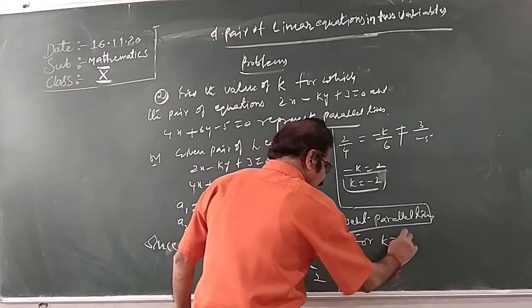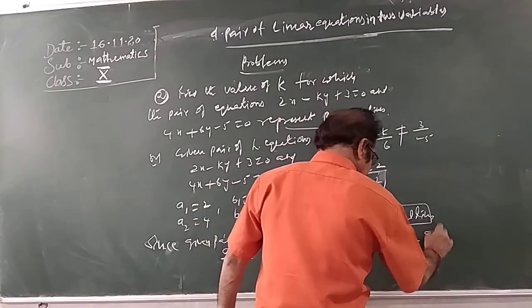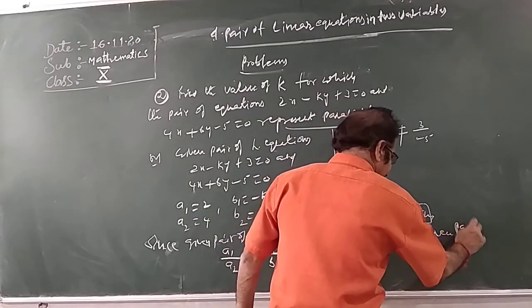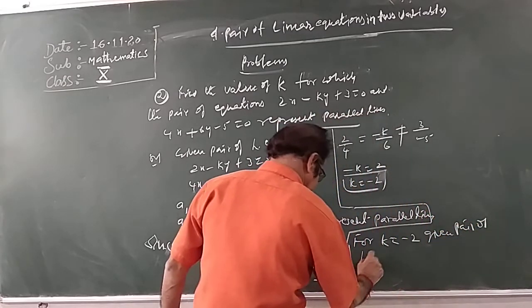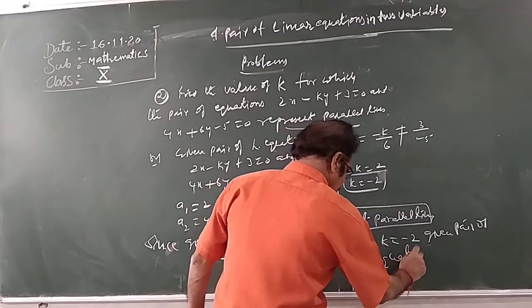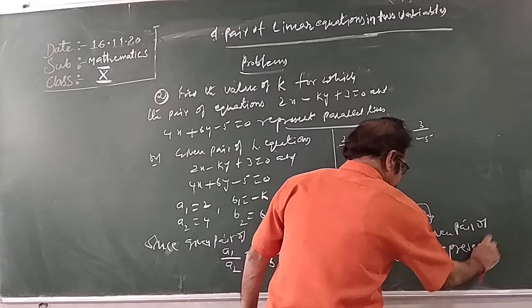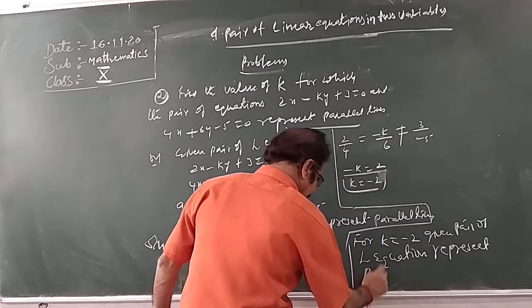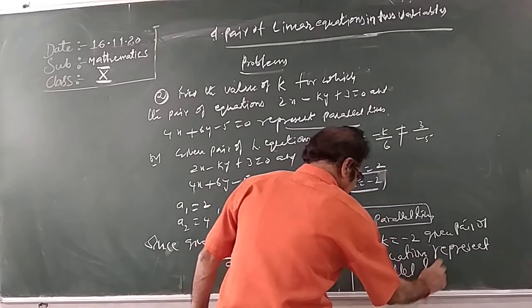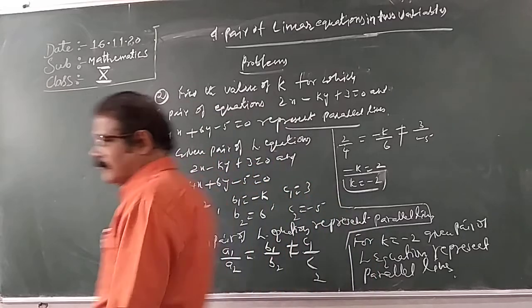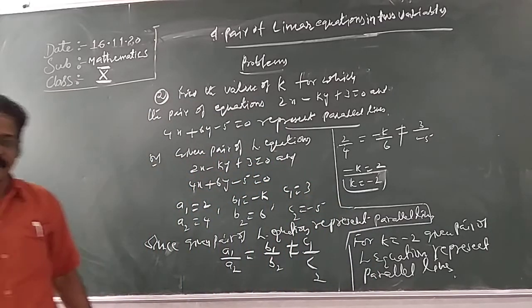For k equal to minus 2, the given pair of linear equations represent parallel lines. This is the result. Okay, I hope you understood this.